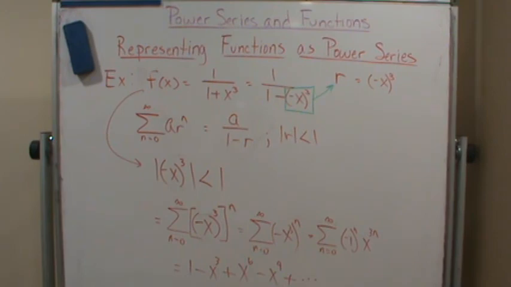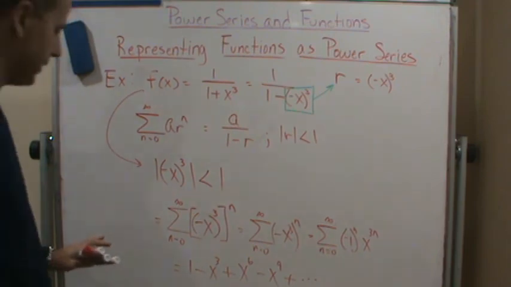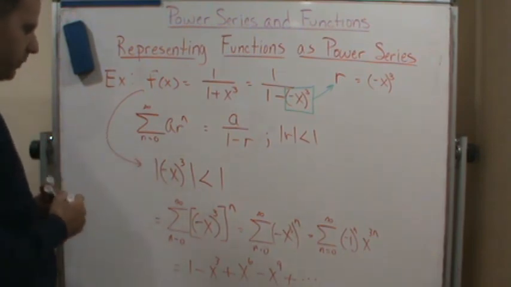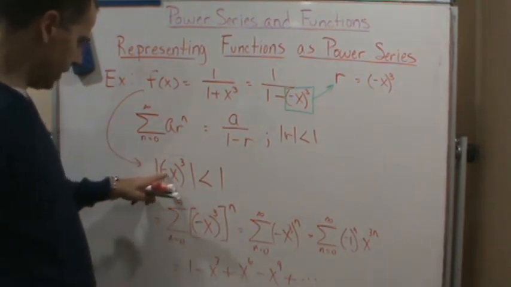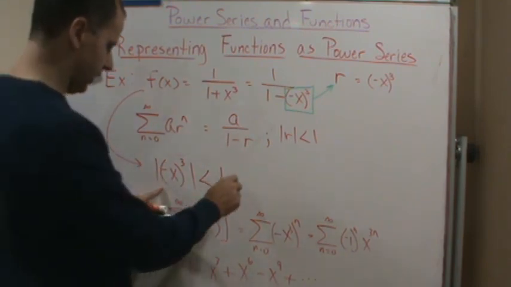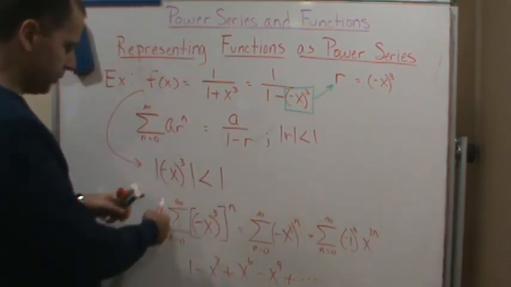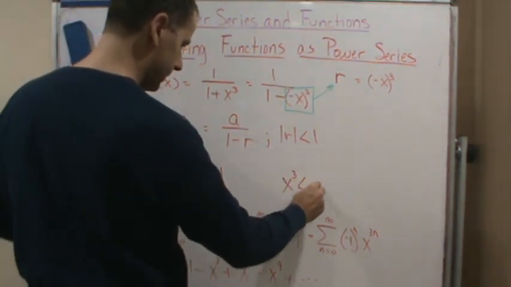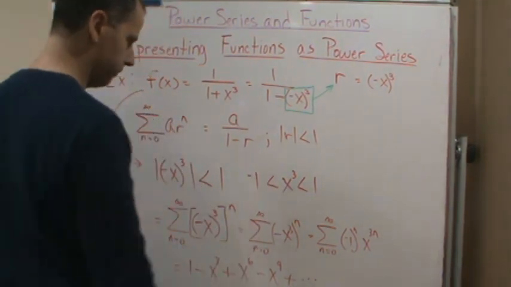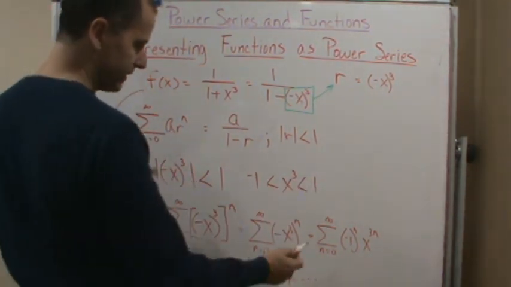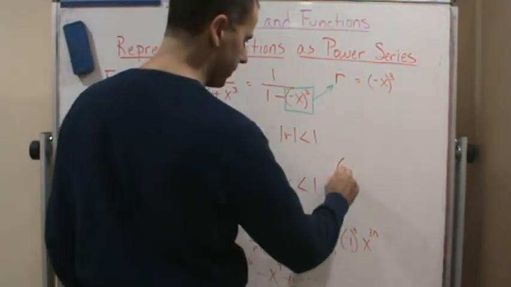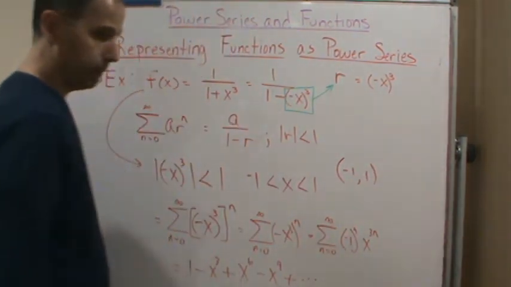Now, what's the interval of convergence then? Okay, so we're not done. So here let's go back to this. Well, again, this is going to be the interval of convergence, and this is going to be the absolute value of x cubed. And so what you're going to end up getting is x cubed is less than 1 and greater than negative 1. And then if you take the cube root of all 3 sides, you just get the same thing. So the interval of convergence is negative 1 to 1.